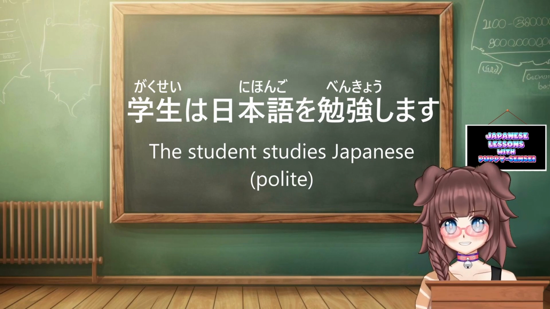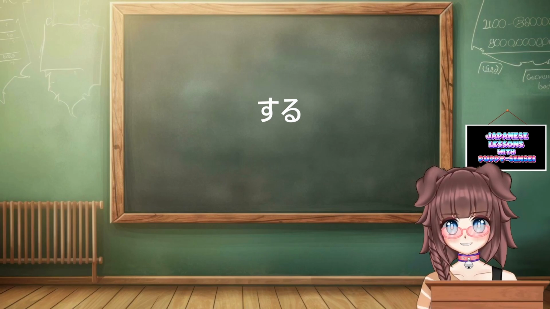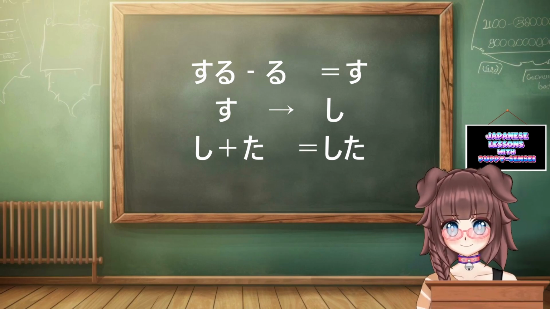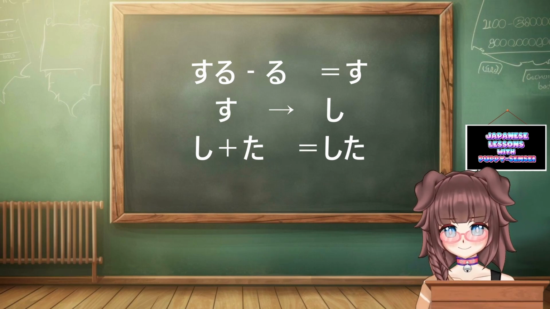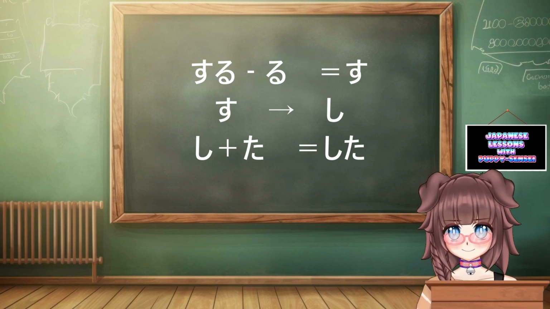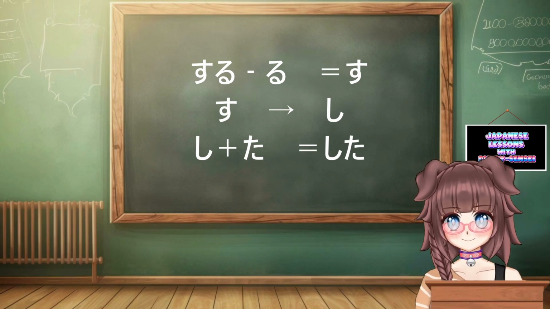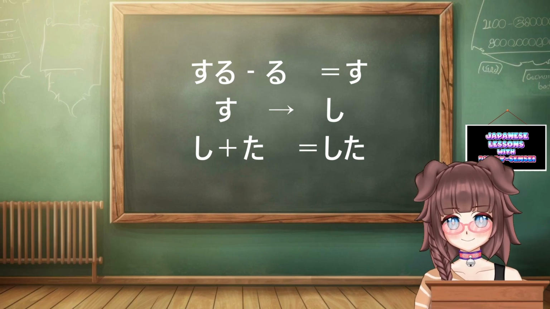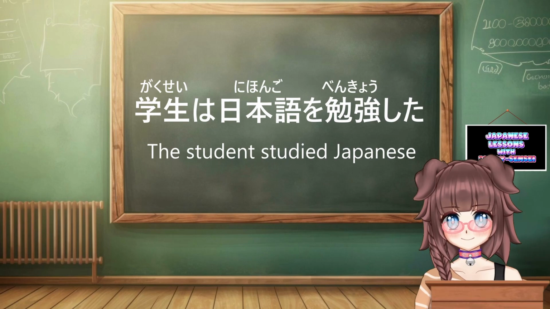So our verb starts as suru. Here it is. And to convert suru to a plain past tense verb, we need to drop the ru, just like we did with the masu form, and change su to shi, just like we did with the masu form. And then we add ta, which denotes completion. So suru minus ru equals su. Su becomes shi. Shi plus ta equals shita. And that's it. It's really that easy. We've now formed the past tense plain form of suru, shita. And now we can make our new sentence, gakusei wa nihongo o benkyou shita.